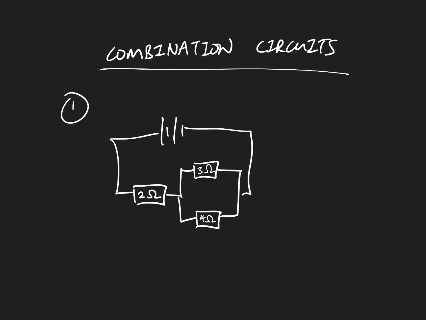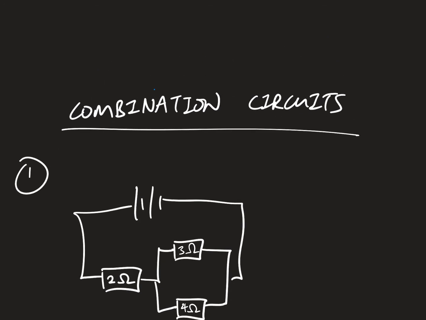Hi everyone. Today I'm going to talk about combination circuits, and combination circuit simply means a circuit with both series and parallel elements, right? So I'm going to just write that down. Combination basically means you have series components and you have parallel components, both.